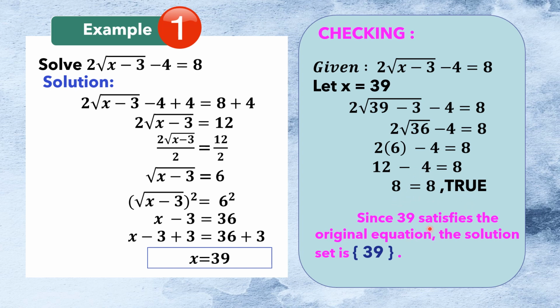Since 39 satisfies the original equation, the solution set is 39. Since ito naman, yung sagot natin, na-satisfy niya yung original equation, so pwede na natin i-conclude na ang solution set ng ating radical equation ay 39.